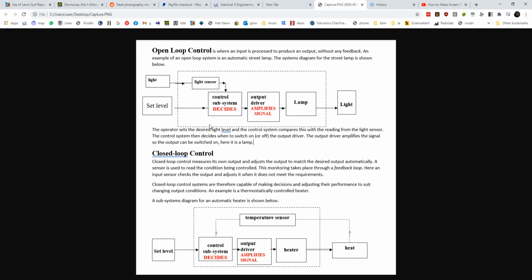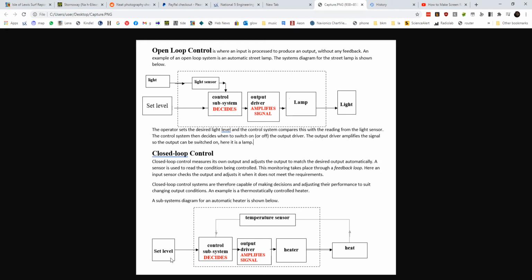This dashed line here is the system's boundary. Light from outside passes in, the operator passes in the level of light he wants, and light passes out. Everything inside the boundary is actually the hardware of the system. Okay. In the next one, here's the system's boundary. So you set the level of temperature you want, and the output is the heat. They are the outputs, and the rest is inside the system's boundary.